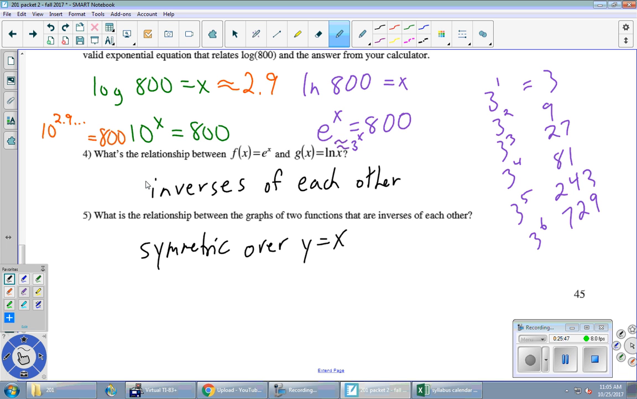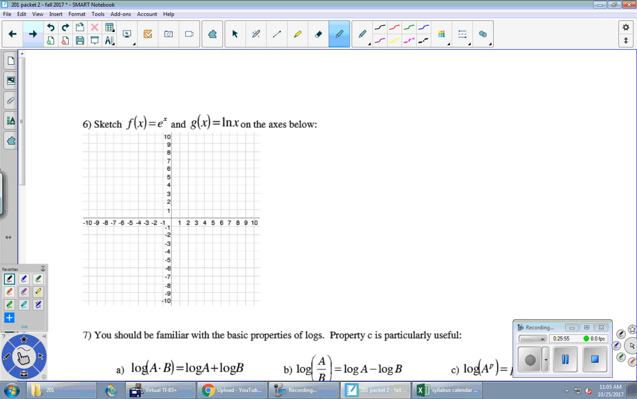When you swap the x and the y, if you just plot a point and you swap the x and y and plot the new point, you're just going right across this diagonal line, y equals x. So let's see that in practice on the next page. So it says we're going to sketch e to the x, and we're going to sketch ln of x on the same axes here. And so we'll try to do this pretty quick.